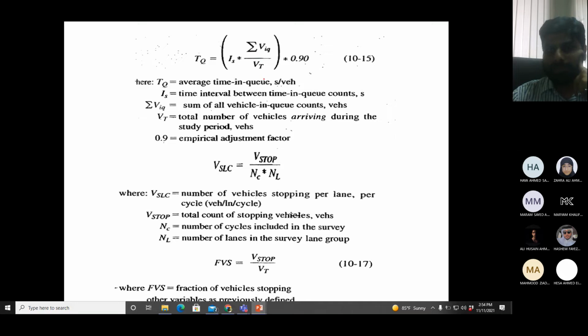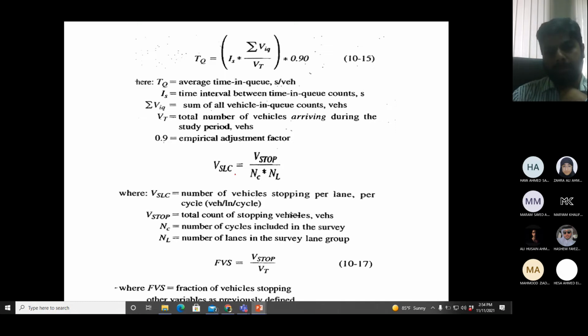So this will come from observer 2. VIQ, the number of vehicles observer 1 counted every time. So then he will give you multiple observations. You do the summation for all the observations. And 0.9 is the constant. It will not change. Then you will calculate VSLC.